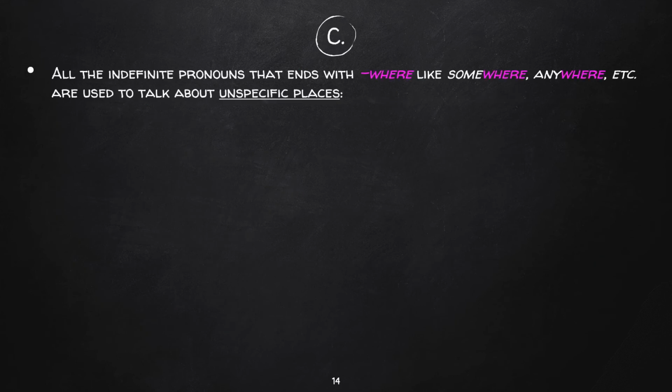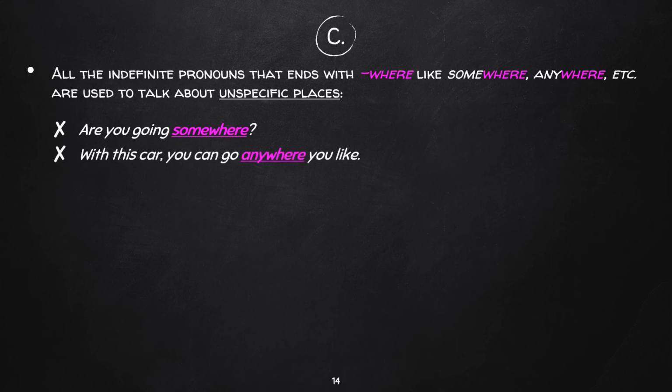All the indefinite pronouns that end with where, like somewhere, anywhere, etc., are used to talk about unspecific places. For example, are you going somewhere? Or, with this car, you can go anywhere you like. So these two indefinite pronouns are not suggesting a specific place.